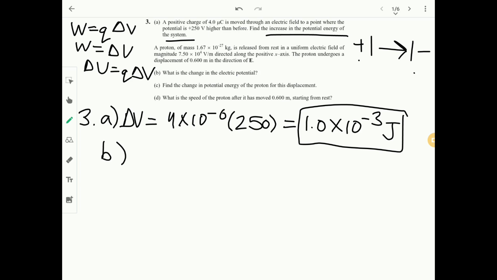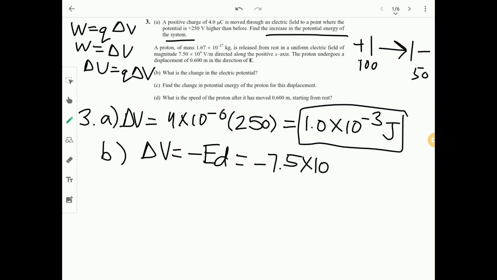So the change in electric potential, shouldn't it be negative? Because let's say if it's 100 here and it's 50 here, the change is negative. So that's why delta V has to equal minus ED. If you remember, we said V equals ED, so delta V equals minus ED. So it's minus 7.5 times 10 to the 4 into, what's the distance, 0.6, giving us minus 4.5 times 10 to the power of 4 volts.